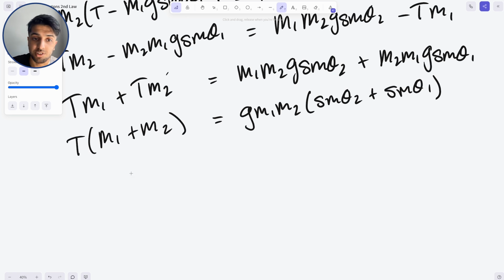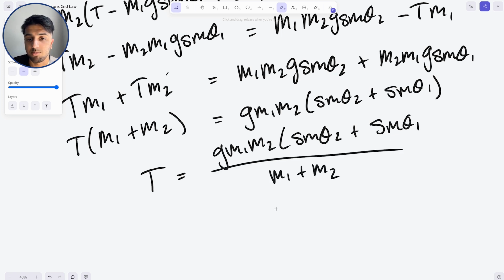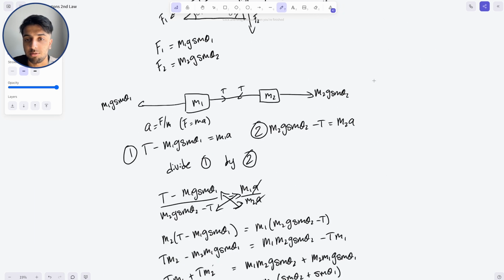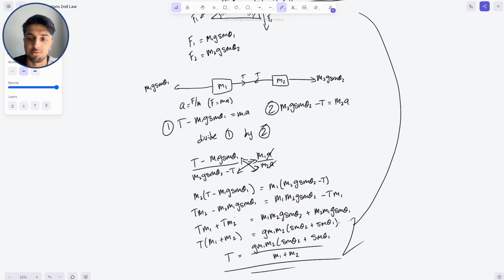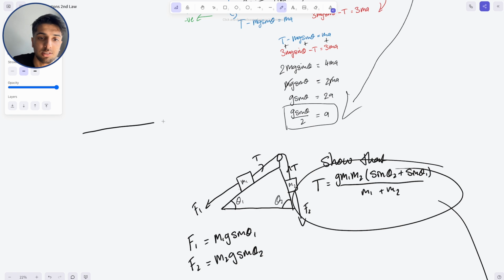Now dividing both sides by m1 plus m2, we get the tension force is equal to G m1 m2 (sine theta 2 plus sine theta 1) all over m1 plus m2. And as you can see, we have the final proof right there.